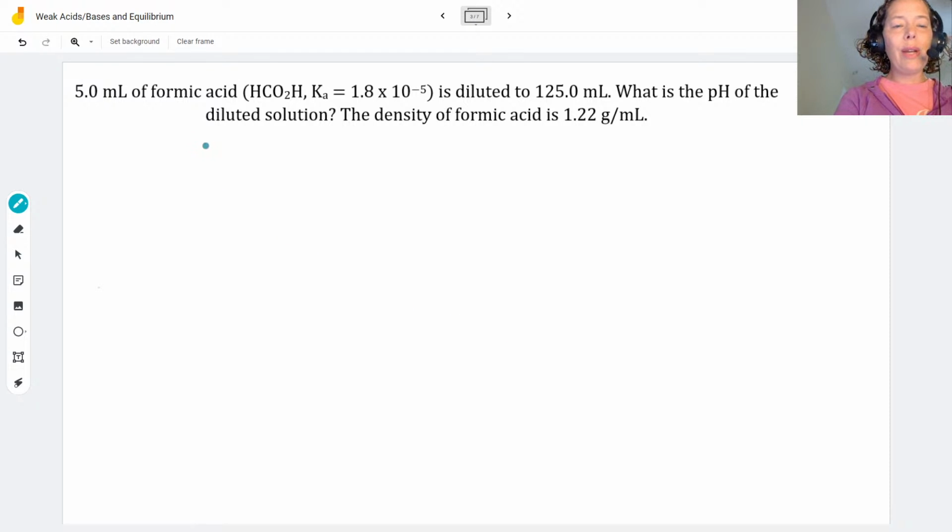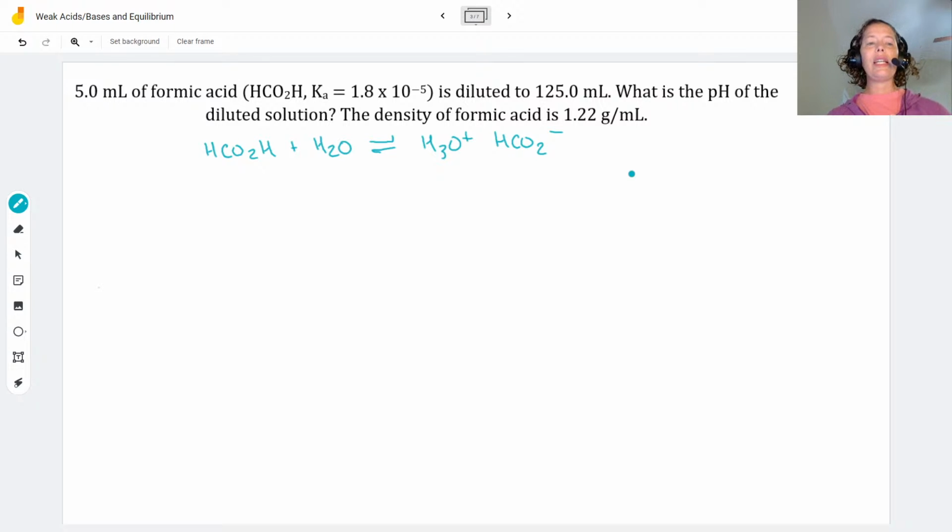Okay, so again, we have just our formic acid in aqueous solution. So we are going to get hydronium, and then, I guess I could take any H off, we're going to get the conjugate base of formic acid. All right, so this is what's happening in solution. Again, notice equilibrium arrows. This is really important.